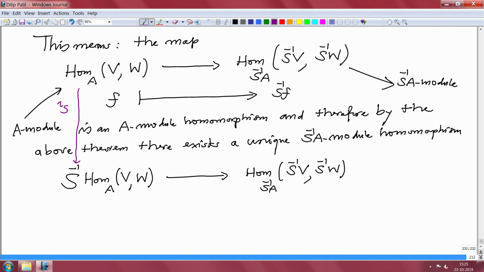So, there exists a unique homomorphism. If you give names, so if this is alpha and this is beta, such that iota composed with beta is the same as alpha. Alpha equals iota s composed with beta.